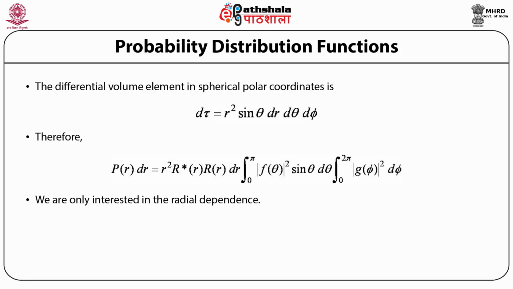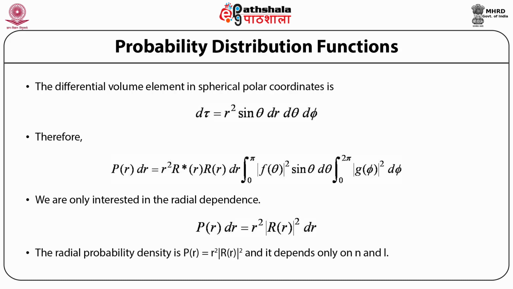But here we are only interested in the radial dependence. So we can write P(r) dr is equal to r² multiplied by |R(r)|² dr. So the radial probability density, that is P(r), is given by r² |R(r)|², and it depends only on n and l.